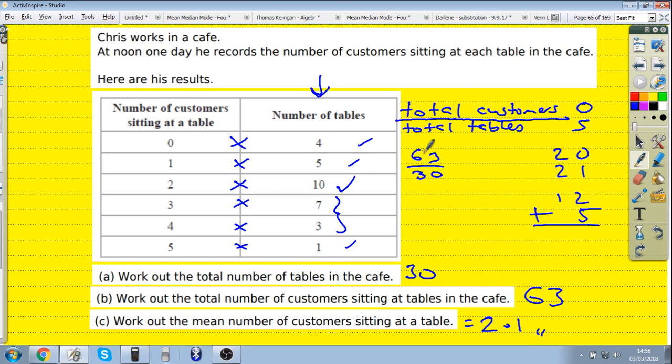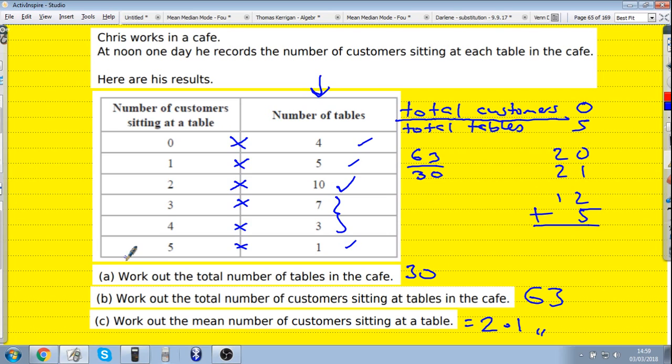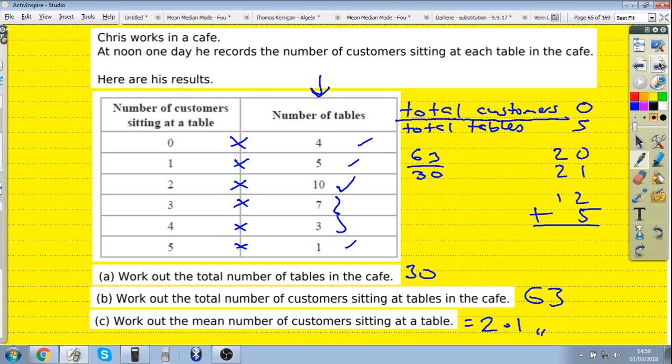How did we get that 63 for total customers? Didn't we have to times them together and then add the answers up? Correct. So basically you've got 5 tables where there's 1 customer, so that's 5 customers in total. 10 tables where there's 2 customers, so that's 20 customers in total, and so on. So you don't just add up the categories, you add up that times thing. And then to get the average, total customers over total tables.